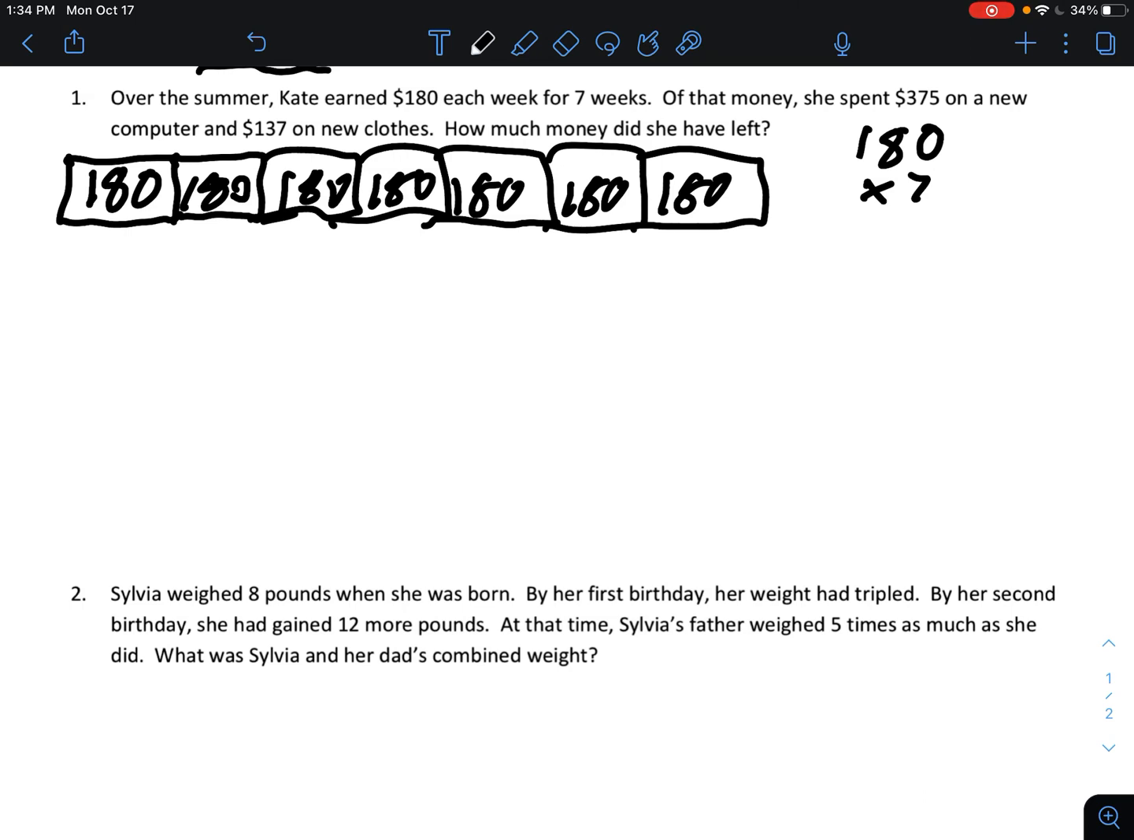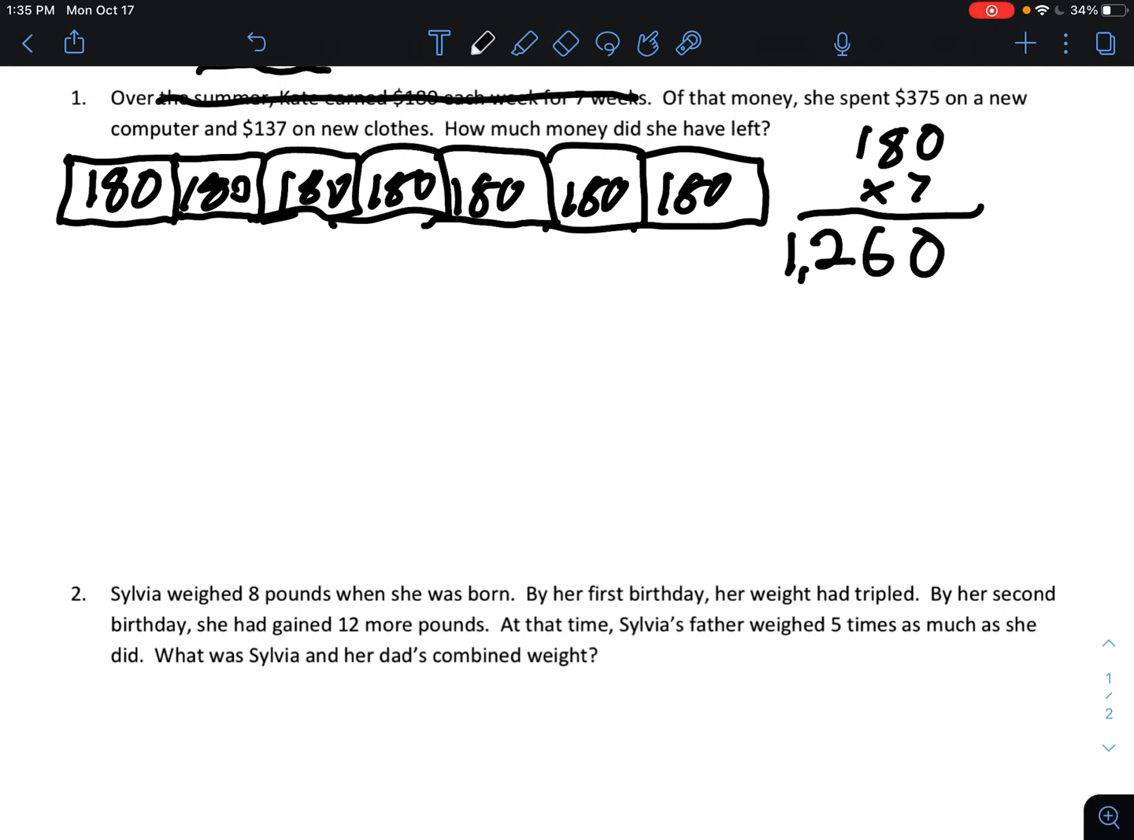So before you even move on, I would go ahead and solve this. So what is 180 times 7? All right, whatever method you used, let's see if you got that right. So that should be 1,260. All right, so we've covered that part.